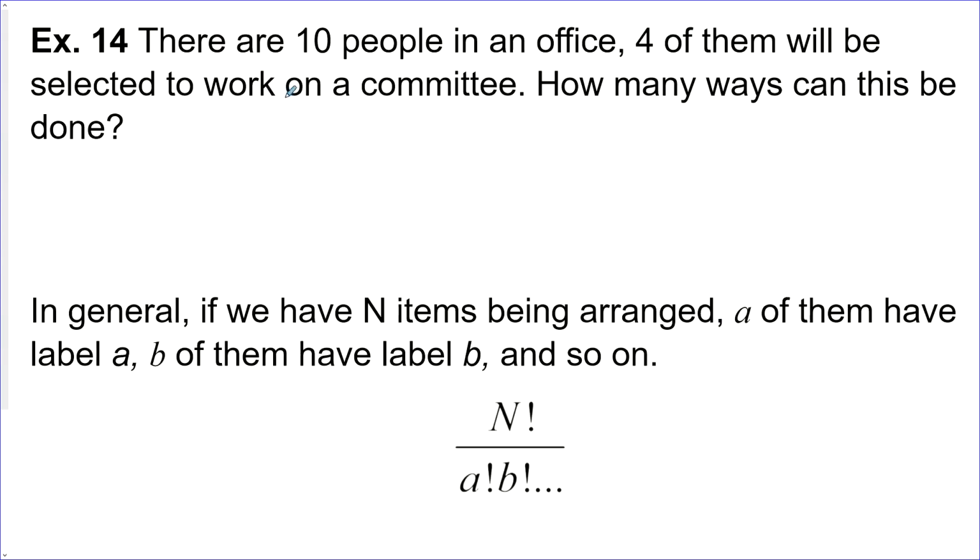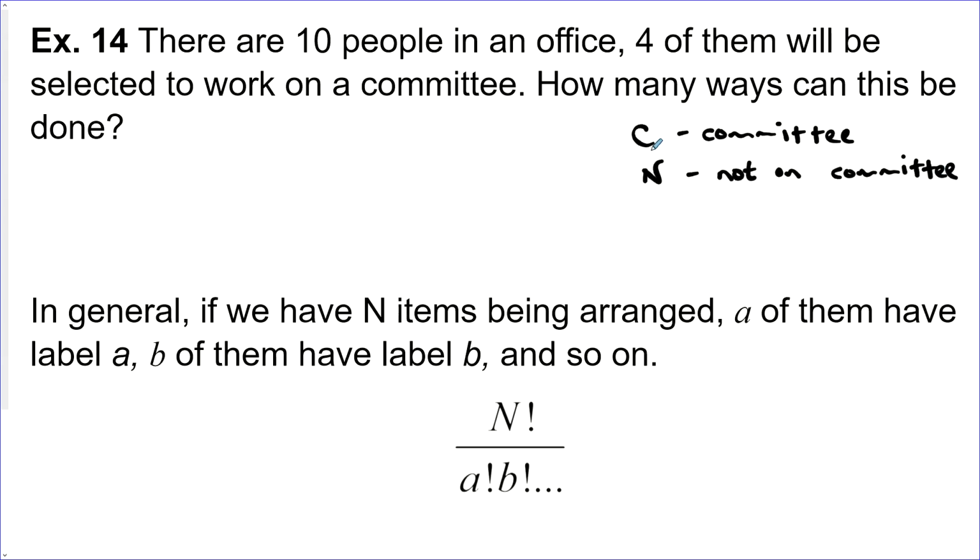Let's try another word problem. There are 10 people in an office. 4 of them will be selected to work on a committee. I mean, 6 of them will not be. So we could say that the people that are going to be working on a committee, we'll call them C, for committee. And then we need another letter like N, not on the committee.